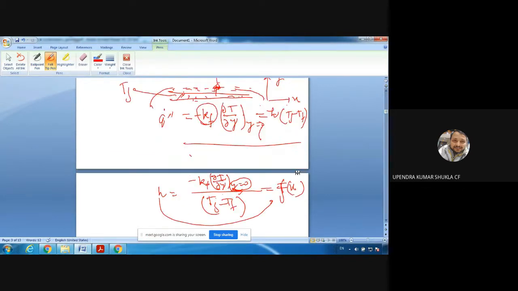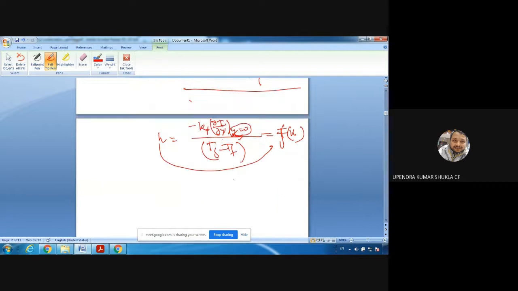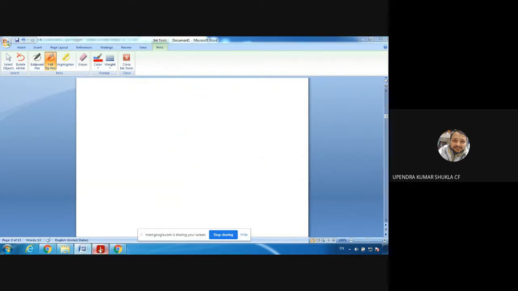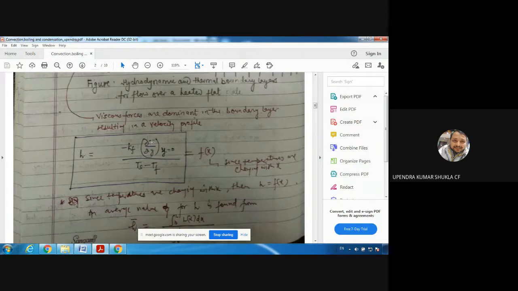If I move from this edge to this edge in the direction of x, h will change. So h at any cross section will be the local heat transfer coefficient. And if you want to define the overall h, then it must be some average value of all these h. This is a function of x. That's why it is written: minus Kf del T over del y at y equal to 0, over Ts minus Tf, is equal to a function of x, since temperatures are changing with x. So this is the definition.